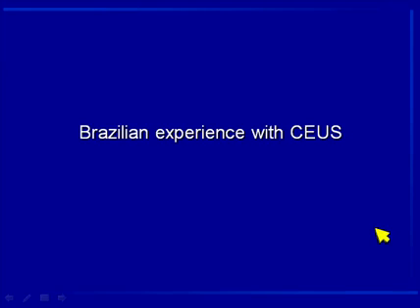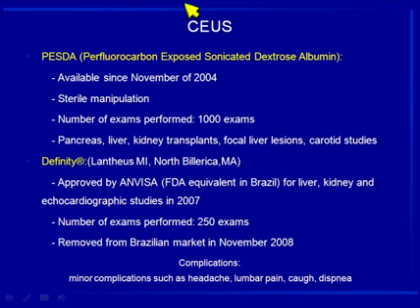Brazilian experience with contrast-enhanced ultrasound. The perfluorocarbon exposed sonicated dextrose albumin, called PESDA, is available since November of 2004. Sterile manipulation of this contrast for different studies: pancreas, liver, kidney transplants, focal liver lesions, and carotid studies. Definity was approved by Anvisa for liver, kidney, and echocardiography studies in 2007.